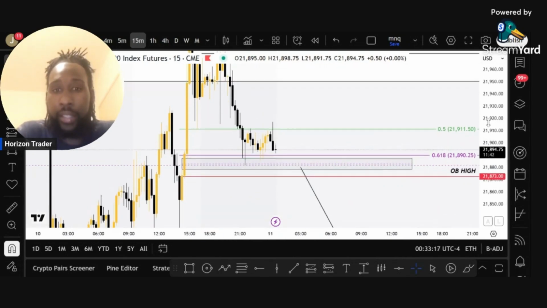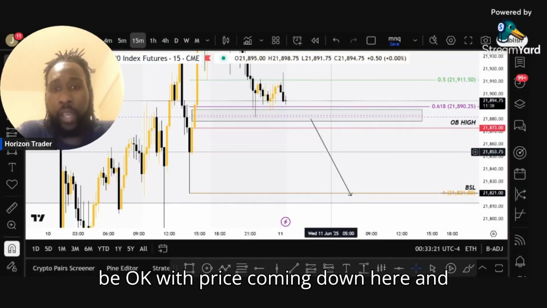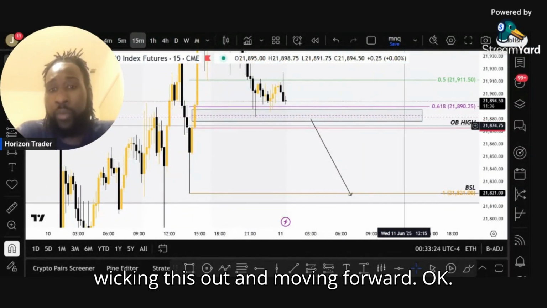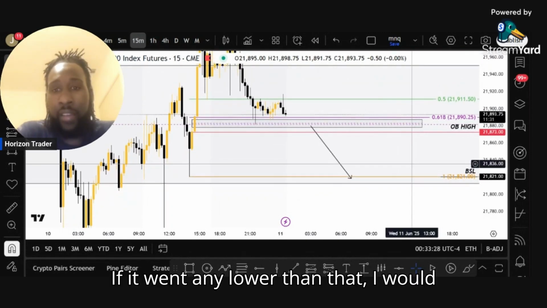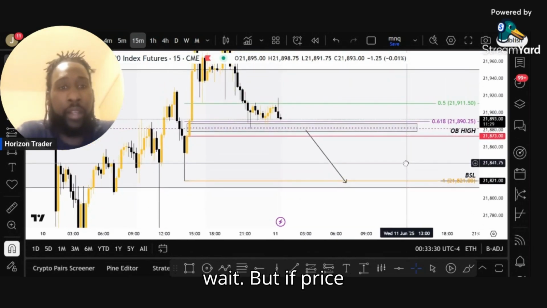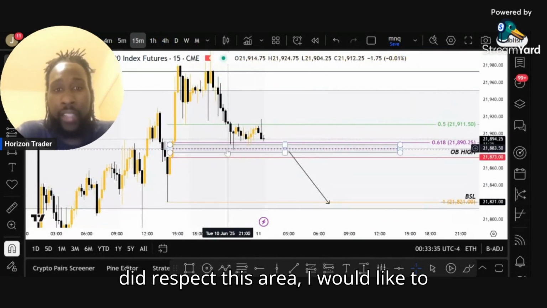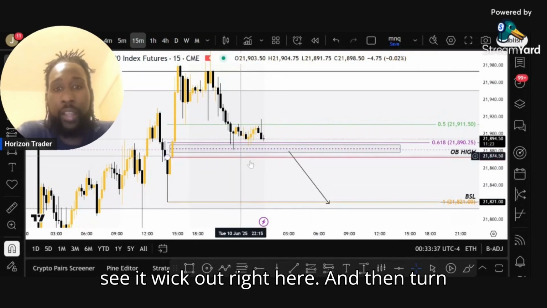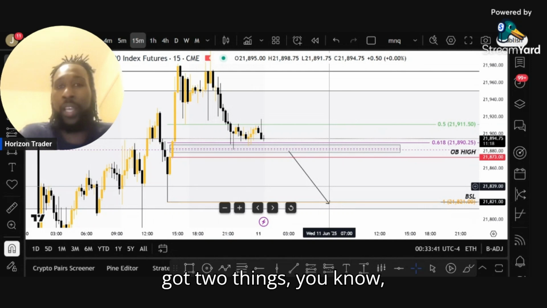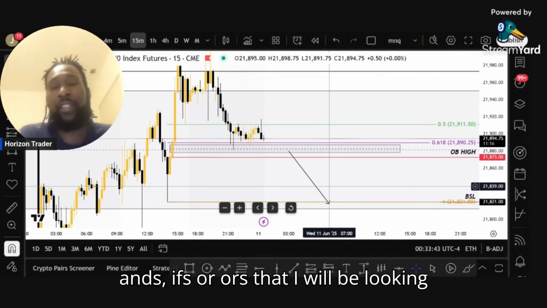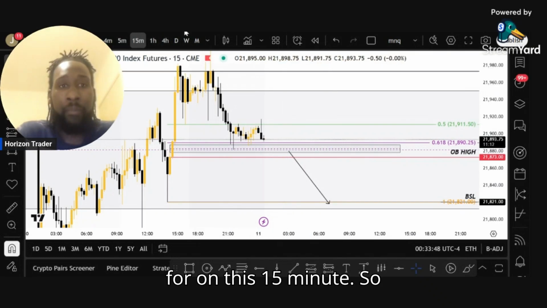Now, if price doesn't respect this, I still would be okay with price coming down here, wicking this out and moving forward, okay? If it went any lower than that, I will wait. But if price did respect this area, I would like to see it wick out right here and then turn around, okay? So we've got two things, ands, ifs, or ors that I will be looking for on this 15-minute.